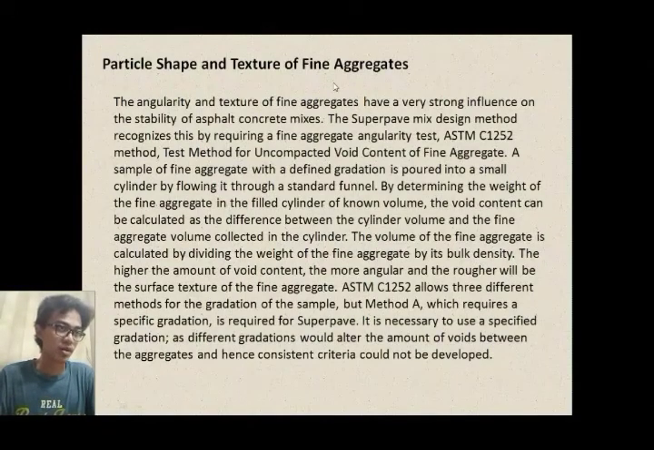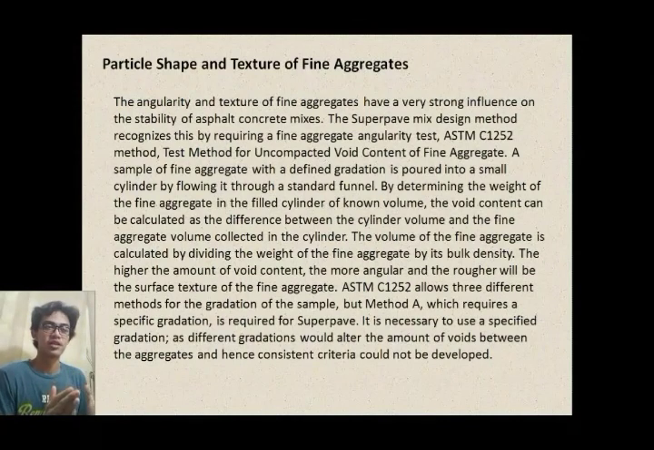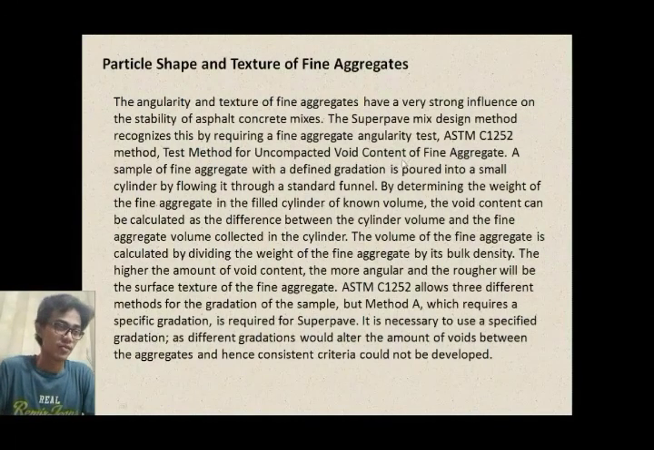So the next thing, particle shape and texture of fine aggregates. Fine aggregates is sand, or another thing, is grains of something. The angularity and texture of fine aggregates have a very strong influence on stability of the asphalt concrete mixes. So you stabilize the concrete. You see the void of the angular aggregates is almost half of them, almost 50%. So the 50% you must mix with some fine aggregates, which is sand, with cement, with water. So it's gonna be a strong bond of concrete.